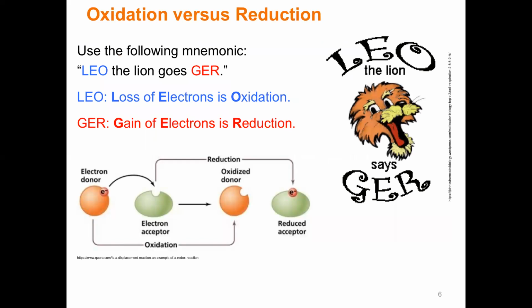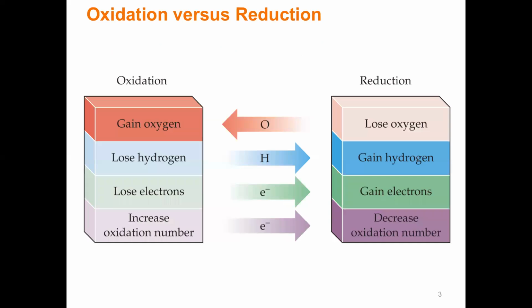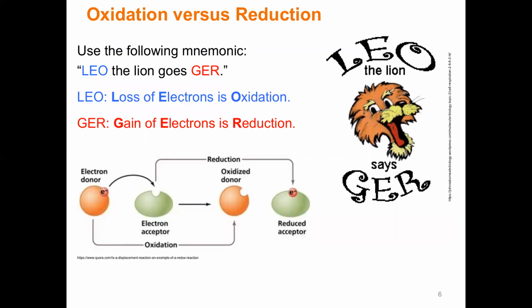The other thing here is talking about electrons. As we said over here, you lose electrons or gain electrons. Losing electrons is oxidation and gaining electrons is reduction. So loss of electrons is oxidation, gain of electrons is reduction. The way to remember that is: Leo the lion says grr. So you can remember that.